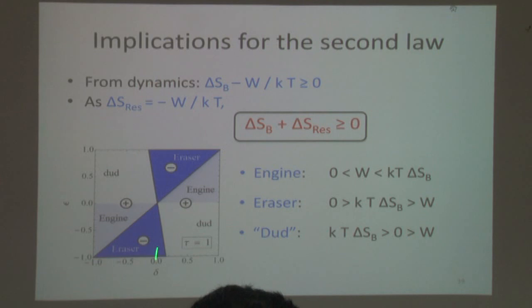And now we can go back to each region and see how things happen. In the engine region, work is positive, so energy is extracted, but a greater amount of entropy is created in the bits, and hence that is allowed. And similarly, we can go to each of the regions of eraser and dot and see that the sum is actually positive for each case. So, whenever there is a decrease in some quantity, say in the information content, there must be an increase in the other quantity, say in the thermodynamic entropy of the reservoir. They balance each other.